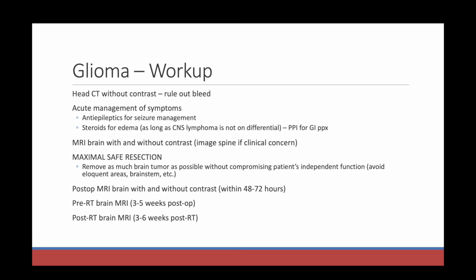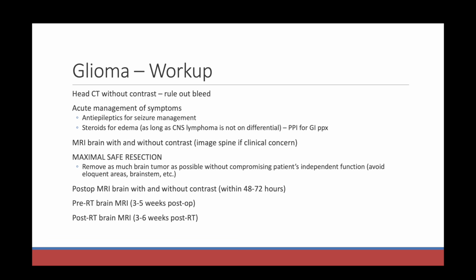And then these patients are going to need adjuvant radiation, sometimes with concurrent chemotherapy if they have a high-grade glioma. And so we want to get a brain MRI right before radiation starts. Radiation usually starts about a month post-operatively once they've had some time to heal. And so we want to get a pre-radiation brain MRI pretty quickly after surgery as well.